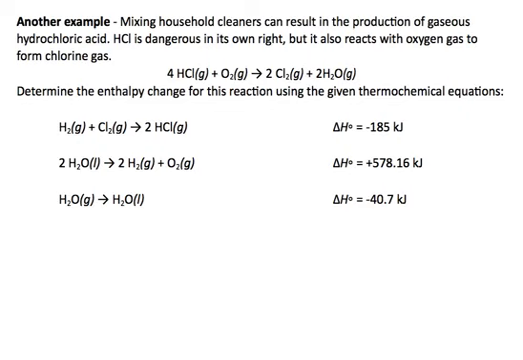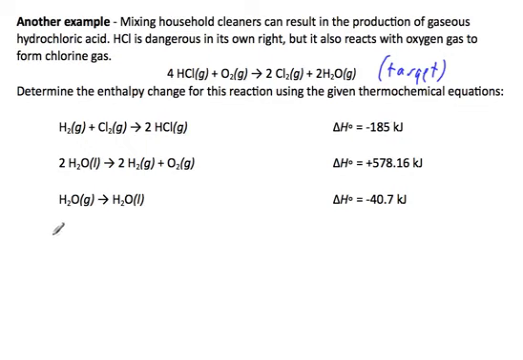So household cleaners can be mixed, and they can yield quite a toxic brew potentially. Hydrochloric acid can react with oxygen and chlorine gas, which is potentially pretty dangerous. So this is our target equation. And so what we're looking for is a delta H for this equation. Determine the enthalpy change for this reaction using the given thermochemical equations.